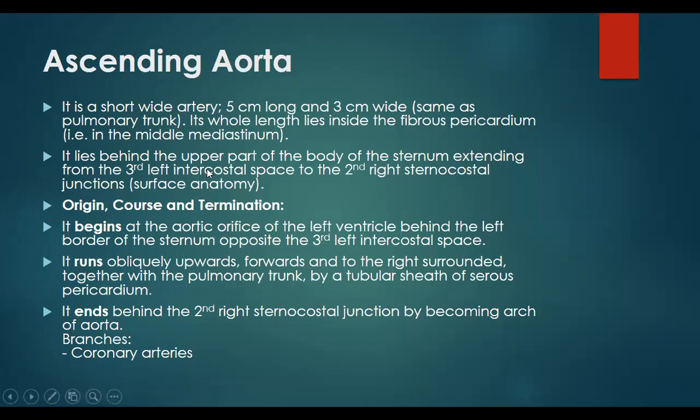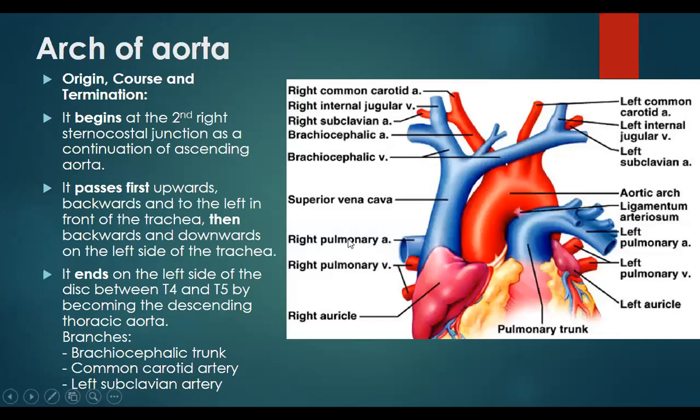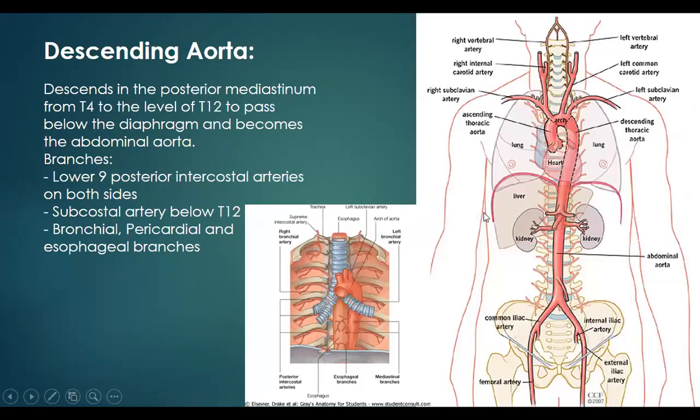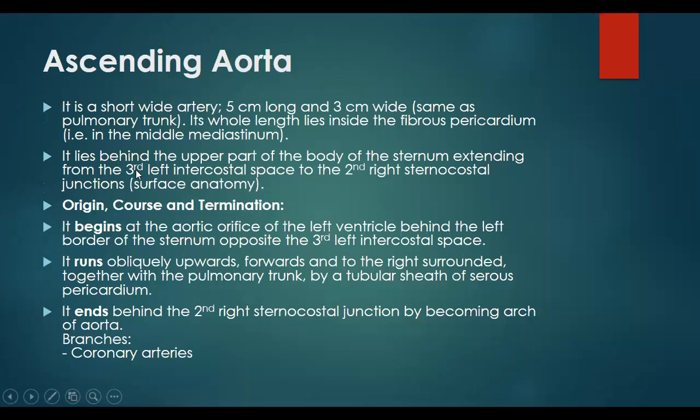Then it lies behind the upper part of the body of the sternum, extending from the third left intercostal space to the second right intercostal space junction, which is the surface anatomy. This is the ascending aorta, here is the arch of aorta. So it begins from the second intercostal space on the left side, or the second costal cartilage. It actually begins from the third and ends at the second. So as you can see here, it begins from the third because it is below, and then it ascends upward because this is the ascending aorta, it is going up. So it ends at the second right costal cartilage. Okay.